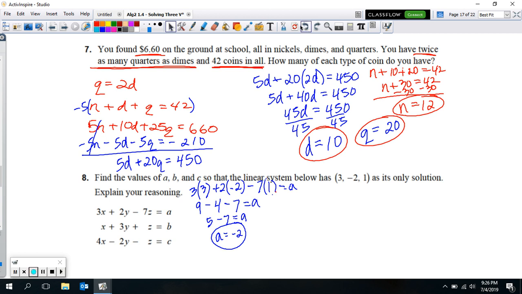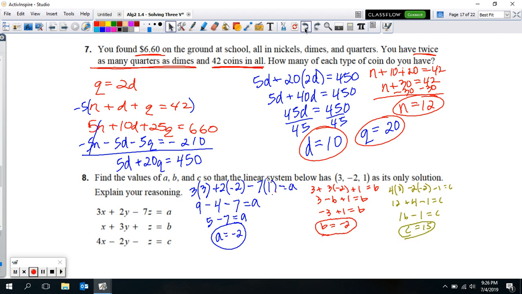Okay, hopefully you found B and C. So letter B, as you plug that in, you're going to end up with a 3 here, and then 3 times -2, then a 1, and that's going to become 3 minus 6 plus 1, and that's -3 plus 1, so B is -2. Hopefully you got that as an answer. And then you found C by plugging those numbers in again for X, Y, and Z. So 4 times 3, -2 times -2, and that's going to be 12 plus 4, which will be 16 minus 1, and that's just going to give us 15 for C. So that one wasn't a hard one. That was just more plugging these numbers in for the variables and solving for the other letter.